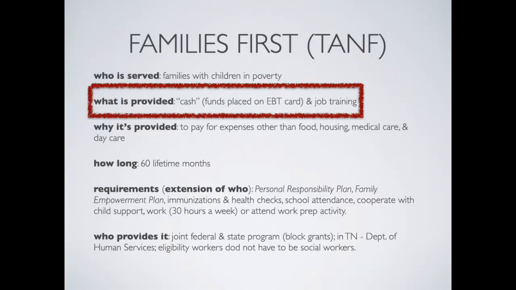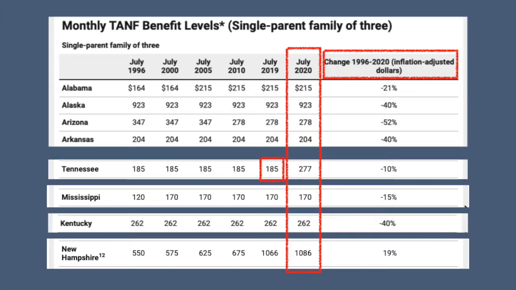So when we say TANF beneficiaries receive funds, exactly how much funds do they receive? What we see here is a comparison of monthly TANF benefit levels. And this would be for a single parent family of three. And you can actually see the amounts from July of 96 to July of 2020.